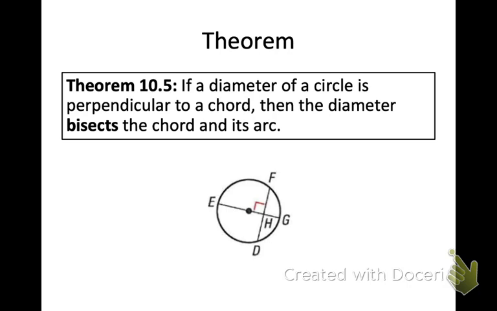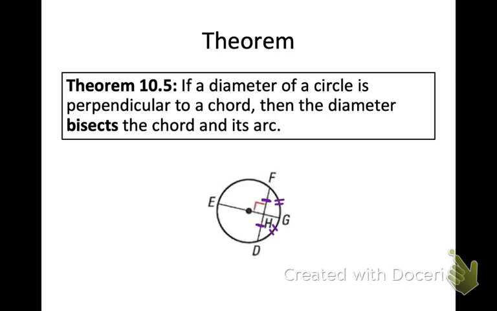intersecting the diameter at point H, and it's perpendicular. So I know I have a diameter because it goes through the center. I have another chord that's intersecting it that is perpendicular, and if that's the case, then this will be congruent to this. So FH will be congruent to DH. I also will then have congruent arcs. Arc FG will be congruent to arc GD. So again, you have a whole bunch of congruent things happening.